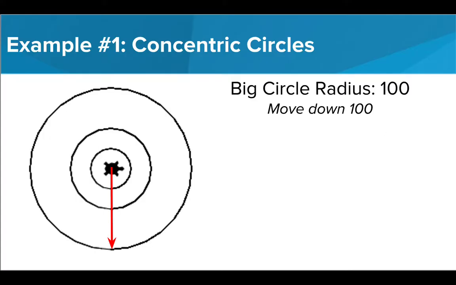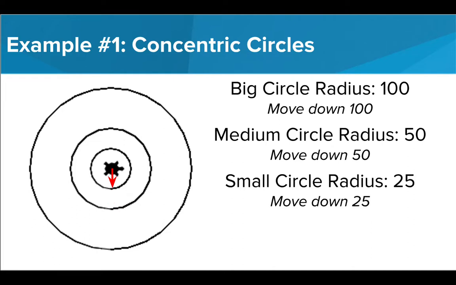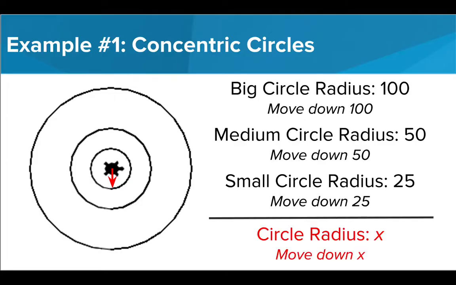Let's start with the biggest circle here. The radius of this circle is 100, and we needed to move down 100 to get to the bottom of the circle. For the medium-sized circle, its radius is 50, and we needed to move Tracy down 50 pixels to get to the bottom. And for the smallest circle, its radius is 25, and we needed to move 25 pixels down to the bottom. So we can make the correlation that no matter what the radius is, we need to move Tracy down the same amount as the radius to get to the bottom. In order for this to always work though, before we start drawing the next circle, we need to move Tracy back to the center position.